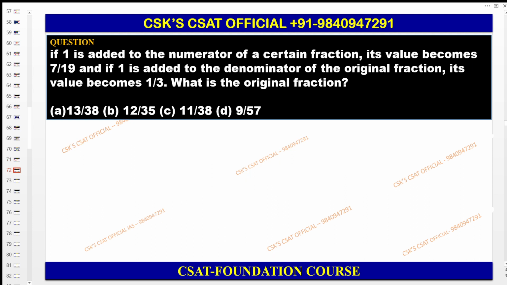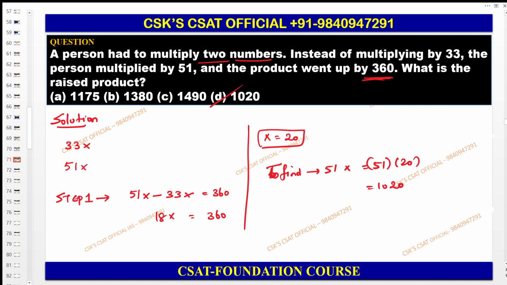Now listen. Next question. Sir, in the previous question, a person had to multiply two numbers, and instead of multiplying by 33, the person multiplied by 51. Then sir, why have we taken 33x and 51x? Do you know the other number?